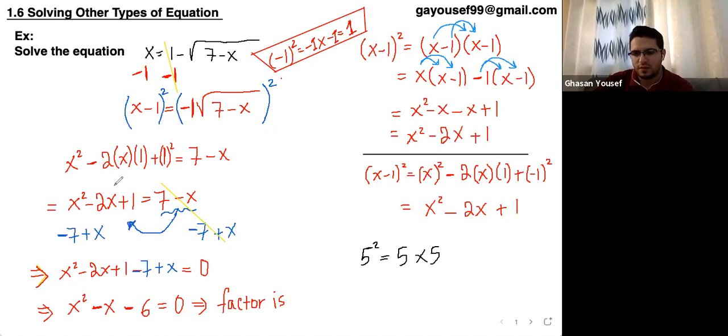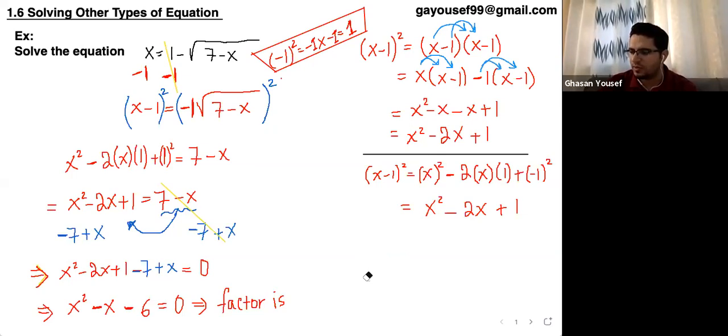Here I get another question. We do have 1.7, solving inequality, for chapter 1. Yes, we will do 1.7 inequalities. We're going to do the inequality, but later, not today.